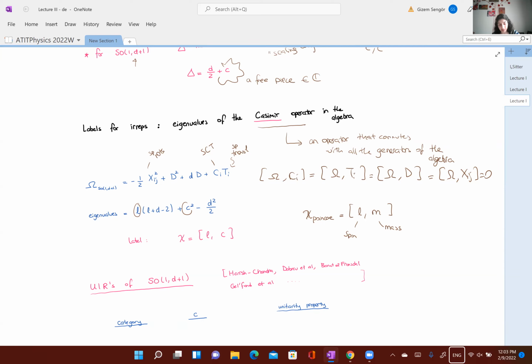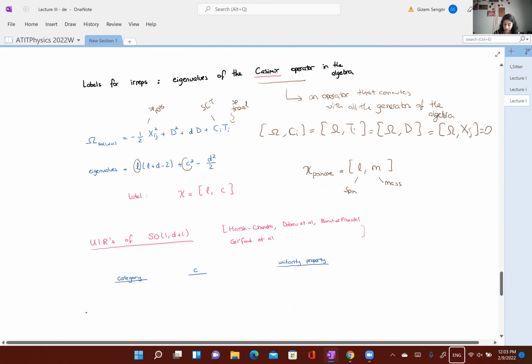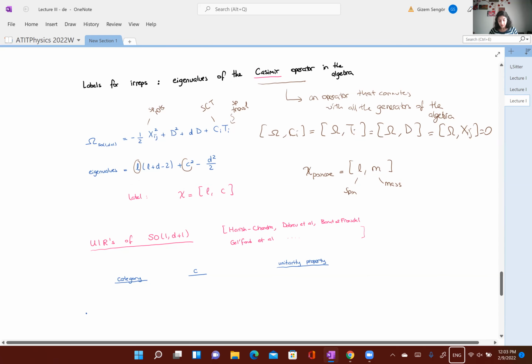So at the level of representations, the first difference we notice is just this: you label irreducible representations differently on the Suture than you do on Minkowski. Now, the unitary irreducible representations of this group, SO(1, D+1), have been long known in the mathematics literature. In fact, there is a single person who was the starting point for the development of all this literature. It's called Harish-Chandra.